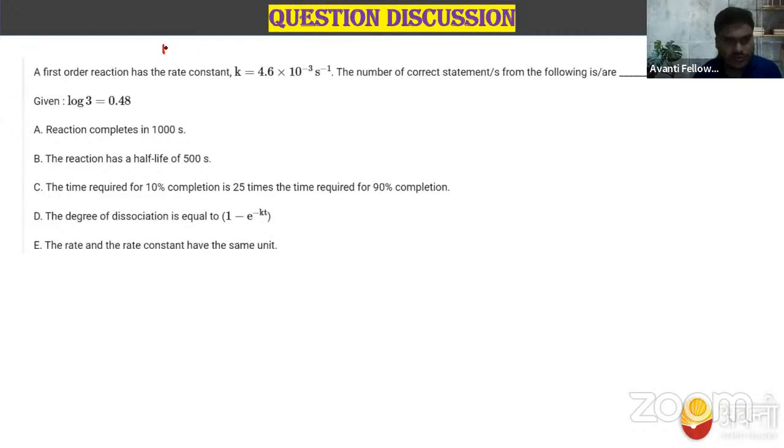Now this question is also a homework question. The first order reaction has a rate constant of this. Identify the number of correct statements from the following. The reaction completes in 1000 seconds. The reaction has a half life of 500 seconds. The time required for 10% completion is 25 minutes. So for these types, you need to identify the correct statements.